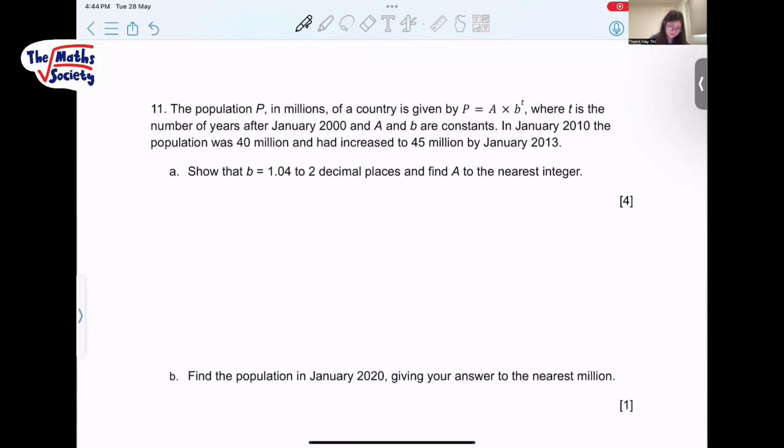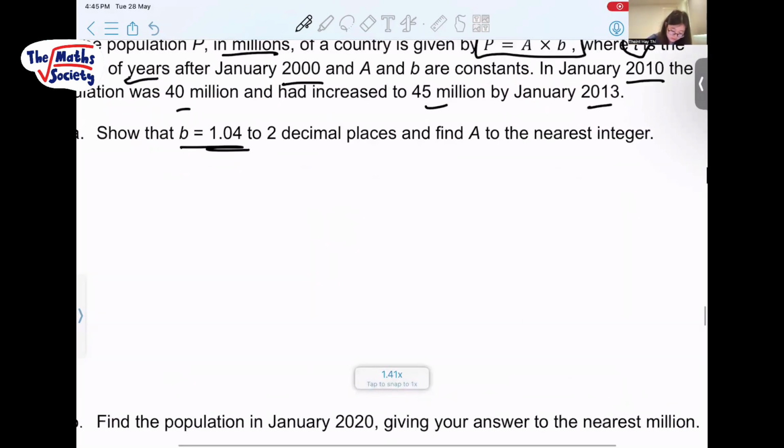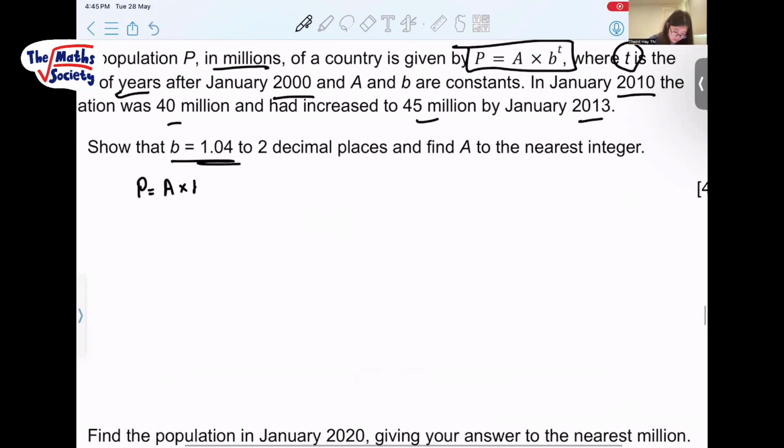So in question 11, it says that the population P in millions of a country is given by P equals A multiplied by B to the power T. T is the number of years after January 2000. A and B are constants. In January 2010, the population was 40 million and had increased to 45 million by January 2013. So we have to show that B is equal to 1.04 to 2 decimal places and find A to the nearest integer. So we know that the equation is P equals A multiplied by B power T.